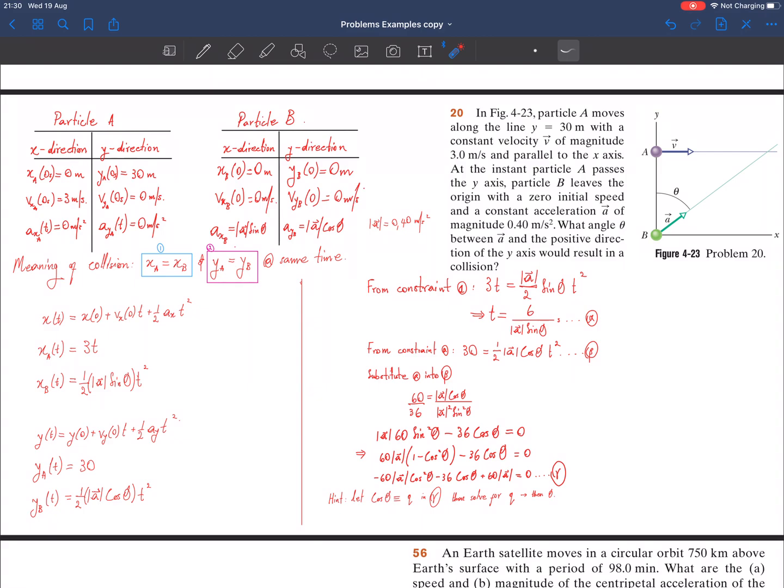Consider what collision means. Collision means the positions of the two particles have to be the same. So the x-coordinate of A must be the same as that of B, and the y-coordinate of A must also be the same as that of B at the same time. This is quite important. Sameness in position at different times does not mean collision, but sameness of position at the same time means you will end up with a collision.